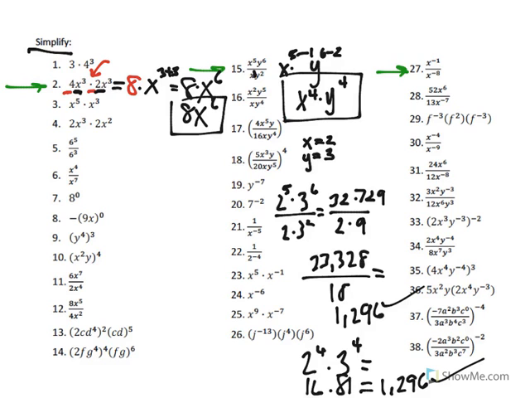Let's try here. Number 27. I have x to the negative 1st power divided by x to the negative 8th power. So the operation here is division. The bases are the same. I'm going to subtract the exponents. So I get x to the negative 1 minus negative 8. Remember, if you have a negative minus a negative, it turns into a positive. Remember the face. Plus 8 gives me x to the 7th.